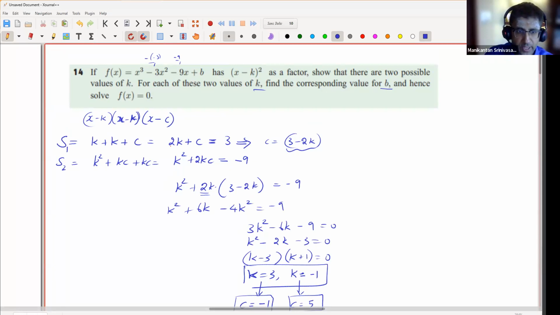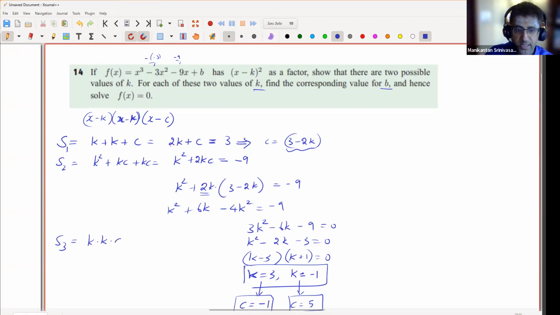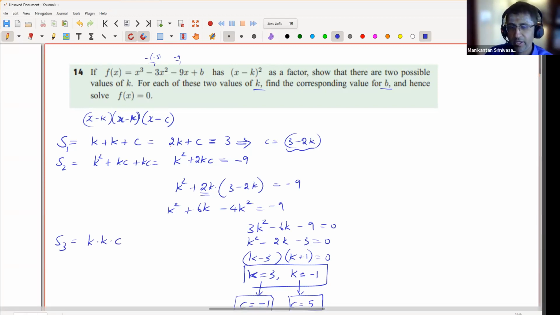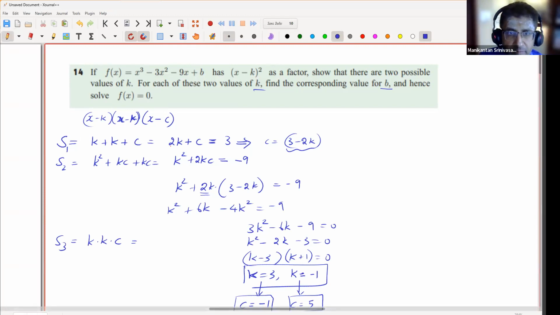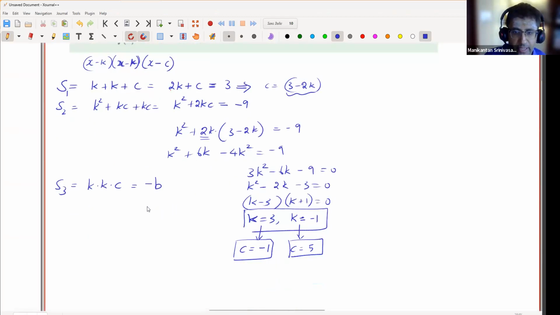So the sum of roots taken 2 at a time, sum of roots taken 3 at a time will be nothing but the product of k into c, right? That's the product of roots essentially. You just have to be careful about the sign change. You change sign first, and then you don't change, and alternate, right? So you have a sign change here, you don't have a sign change, and then you have a sign change here. So this product is minus b by 1, which means k into c is minus b.